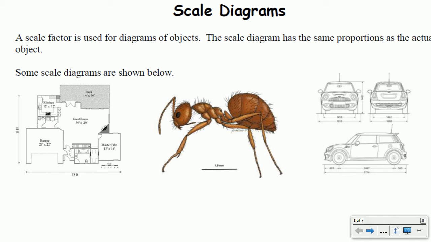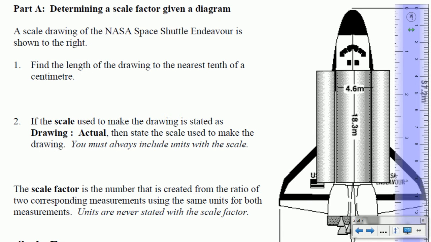These come up fairly frequently in construction blueprints and biology, but are also valuable in a few other contexts. A scale factor is used for diagrams of objects. The scale diagram has the same proportions as the actual object. Here we have a few examples of scale diagrams. So first we're going to look at determining a scale factor given a diagram.